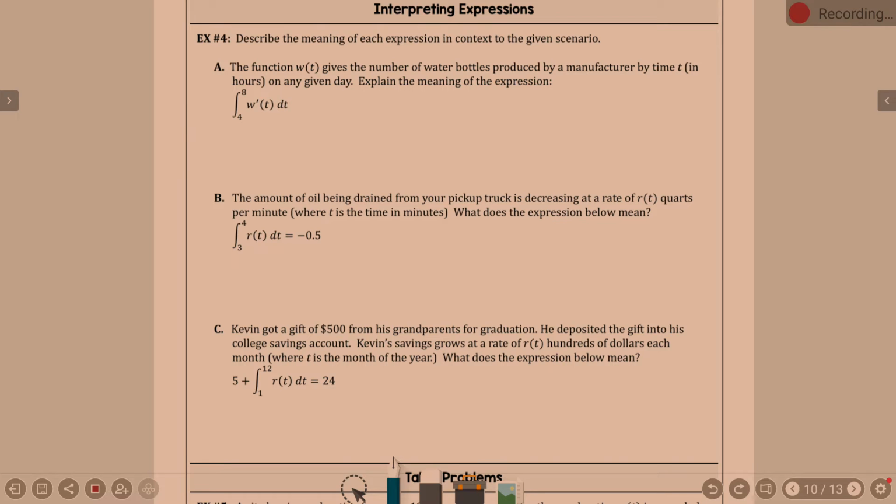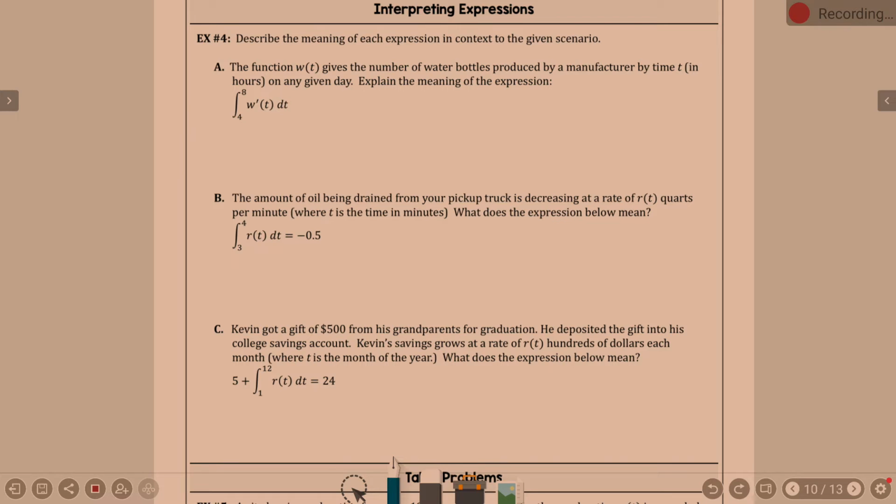The number of bottles produced from T equals 4 hours to 8 hours. Just 4 to 8 hours. Yeah, I have it as during the 4th through 8th hours, but it's the idea of that time interval of hour 4 to hour 8.